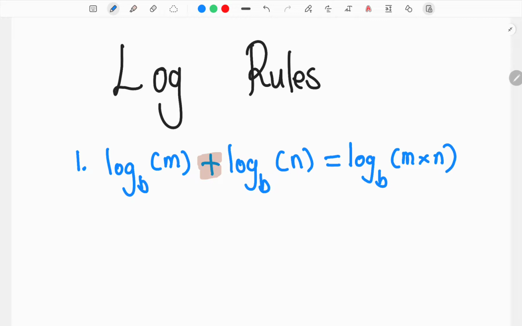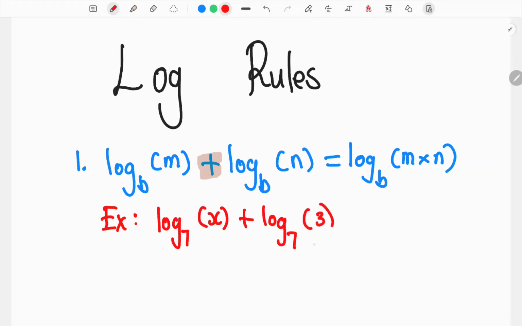A quick example of this, maybe to see how it works. Let's say we have log base 7 of x plus log base 7 of 3. How do we simplify this? You're not evaluating or solving for something, you're simplifying. This simplifies because the bases are the same and we have a plus sign in between. It simplifies to log base 7, and the inside is x multiplied by 3.